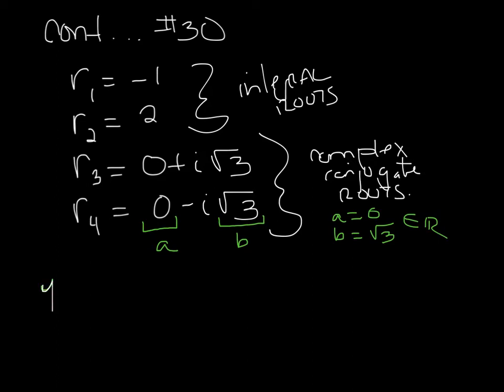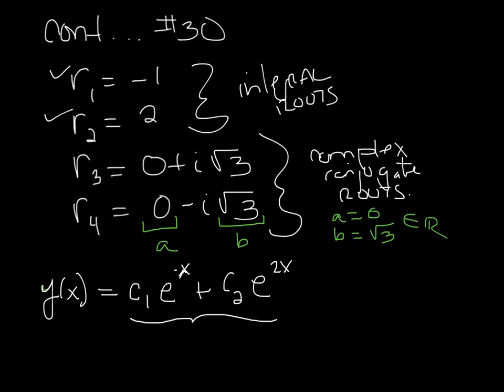So y of x is equal to, I'm going to start with my r1, which is -1, so that's going to be c1 e to the r1x. Well, that's just -1x or negative x, plus c2 e to the r2x. Well, that's just 2x, so check, check. Okay, so this is done, but now my form is going to be a little bit different for the complex solutions.